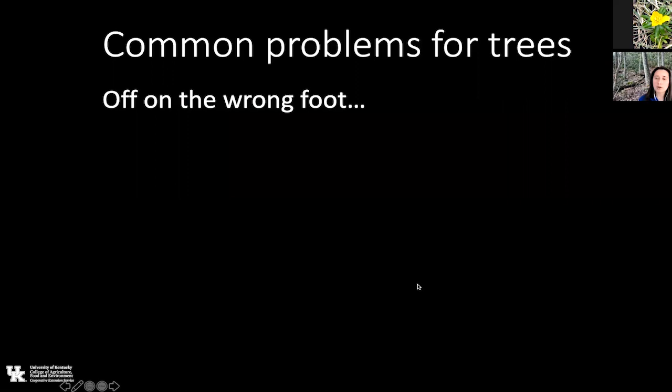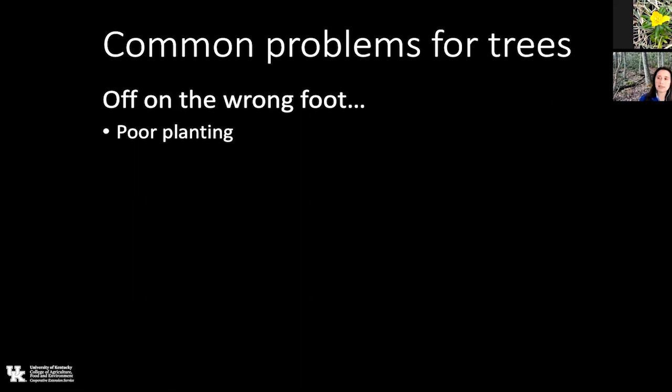So what are the most common problems that I see with trees in the landscape setting? To start with, it's trees that got started off on the wrong foot. So right from the beginning, these trees were not set up for success. And what do I mean by that? I mean that maybe these trees were planted poorly. You know, if you think about trees, again, in the woodland setting, they're planting themselves. They are seeding, maybe wildlife is taking them somewhere.